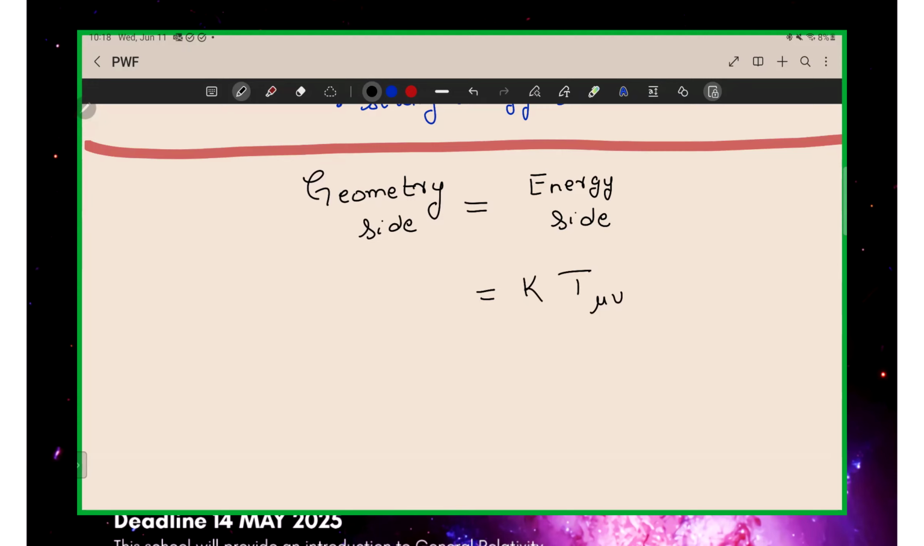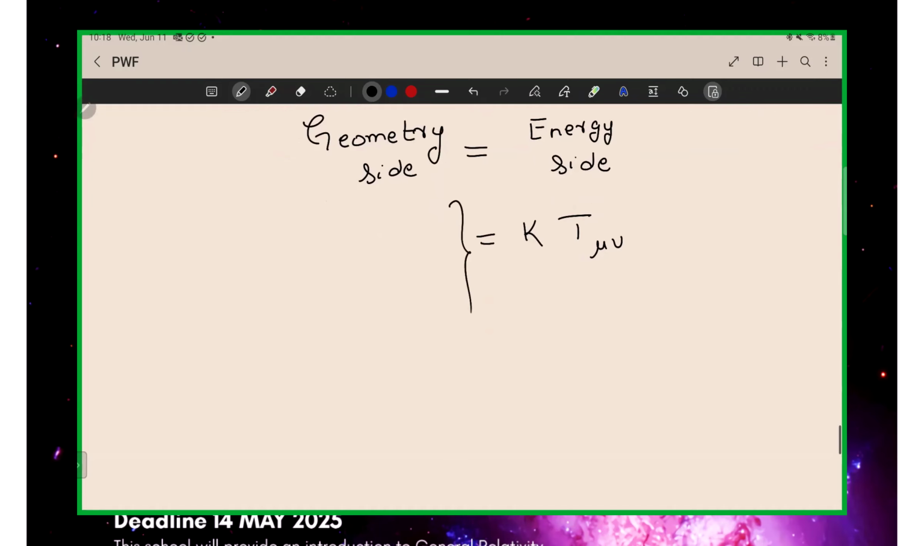We don't know what kappa is. We will determine what kappa is in the next lecture. But let's not go into what kappa is right now. What about the geometry side? Well, that's not too simple actually. So there are multiple candidates that you can have here.